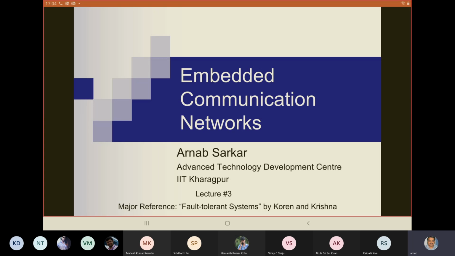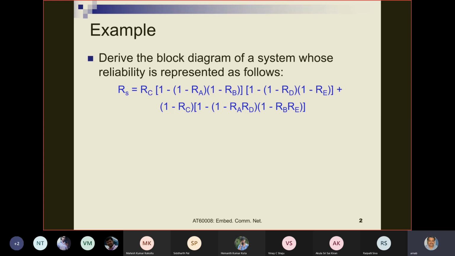Yesterday, we learned how to find out reliabilities of different system configurations, effective reliabilities, given the reliabilities of individual modules. Now, before starting today's class, let us take an example.